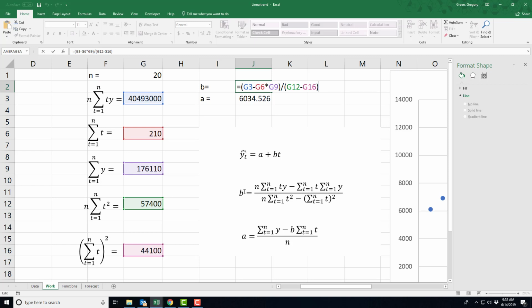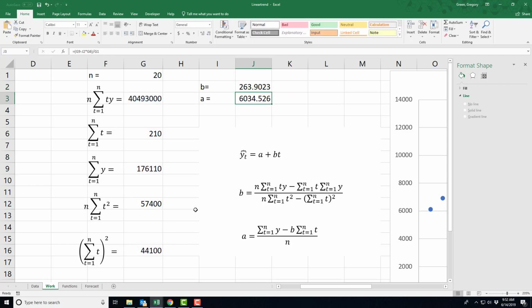All right, so I just go through the steps and I say, okay, I need n times the sum of t times y, minus the sum of the t's times the sum of the y's. That should give me my numerator. In the denominator, I need n times the sum of the t's squared, that's in G12, and I need the sum of the t's squared, which is in G16. And that gives me a value for B.